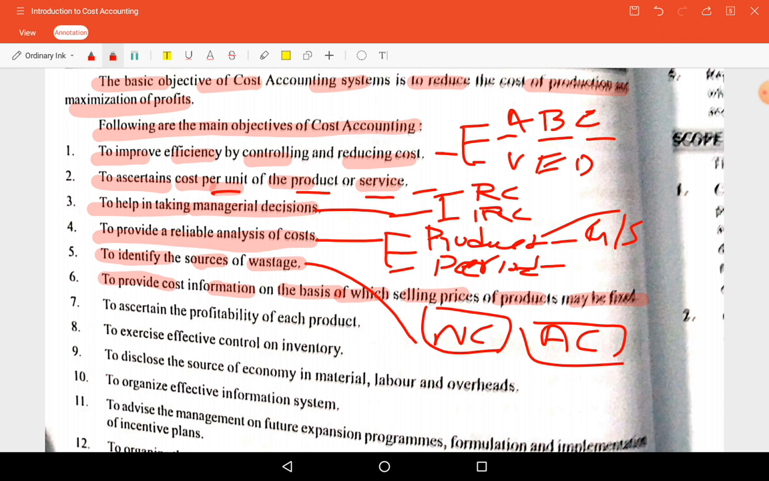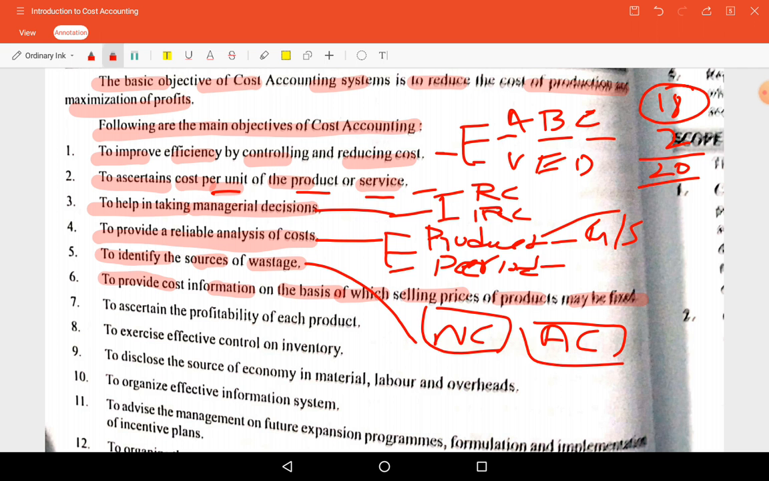Suppose I am producing a product for rupees 18. If I want 2 rupees profit, my selling price will be 20 rupees. So to determine the selling price, cost information is needed.